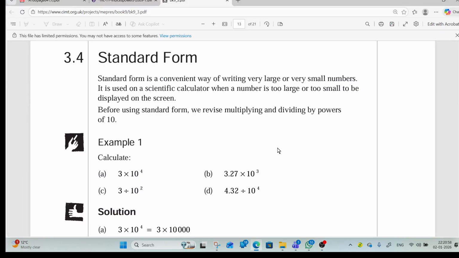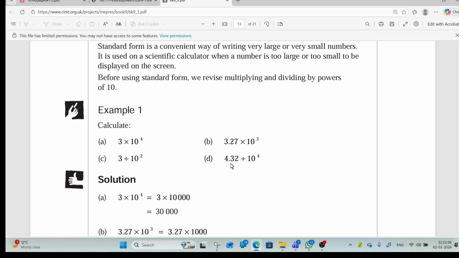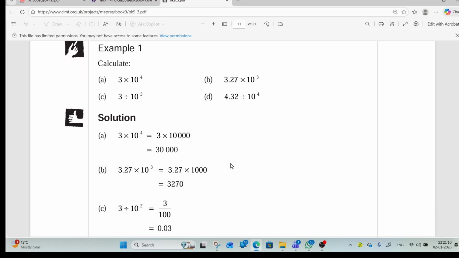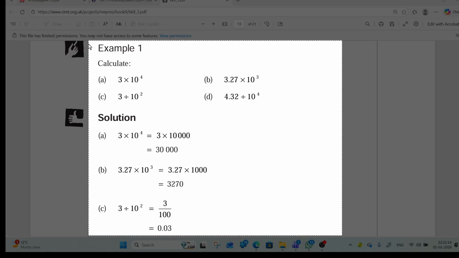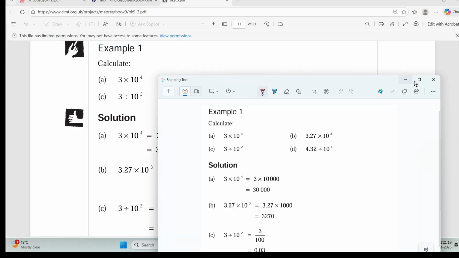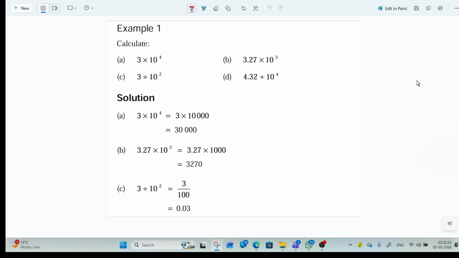Okay, so let's learn standard form. It is a convenient way of writing very large or small numbers, and basically we write a number in powers of tens. For example, if we have 3 times 10 to the power 4, 10 to the power 4 means 10 is multiplied 4 times, right? So power 4 means we can just write 4 zeros. This is how you can remember.